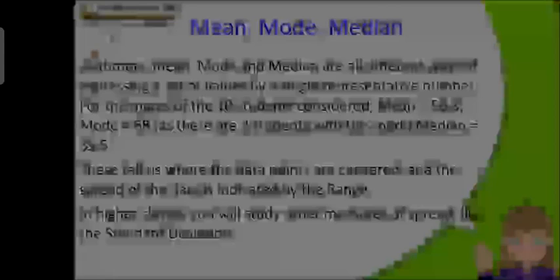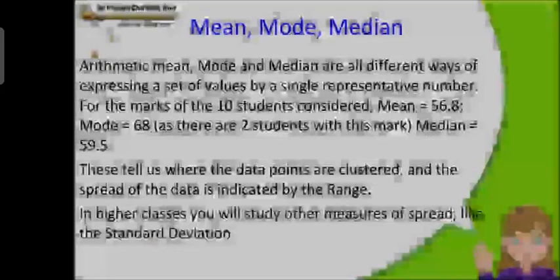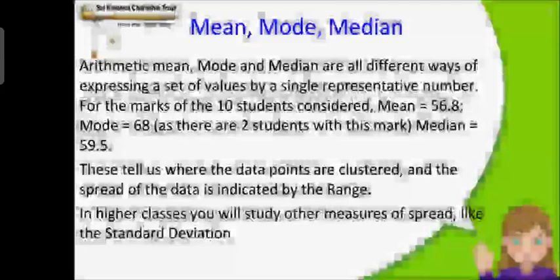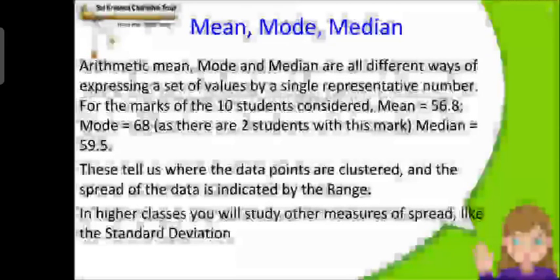So, mean, mode and median. Arithmetic mean, mode and median are all different ways of expressing a set of values by a single representative number. For the marks of the 10 students considered, mean is 56.8, mode is 68 and median is 59.5. We have taken the same example of all the 10 students and calculated the mean, median and mode. These tell us where the data points are clustered, and the spread of the data is indicated by the range. How do you calculate range? It is highest value minus lowest value.